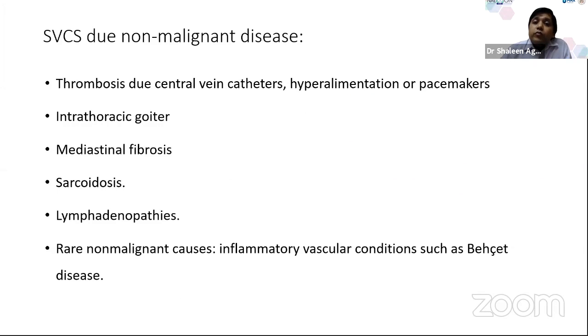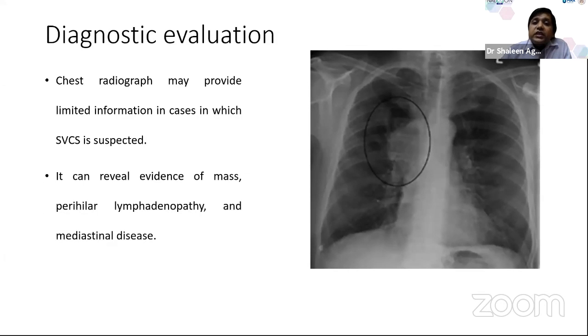There may be other non-malignant causes which may lead to the SVCS, which may be thrombosis of central venous catheter, intrathoracic goiter, mediastinal fibrosis, sarcoidosis, lymphadenopathies, and rare non-malignant causes like inflammatory vascular conditions. Initially, the diagnostic evaluation is doing a chest radiograph, which may provide limited information in which an SVCS is suspected. However, it can reveal the evidence of mass, perihilar lymphadenopathy and mediastinal disease as in this slide.